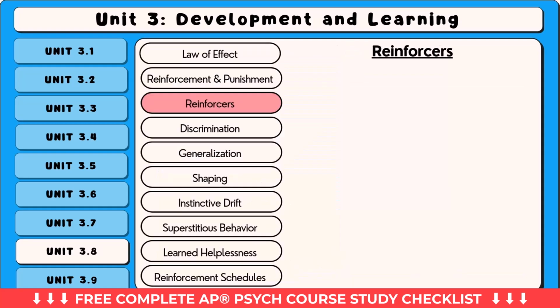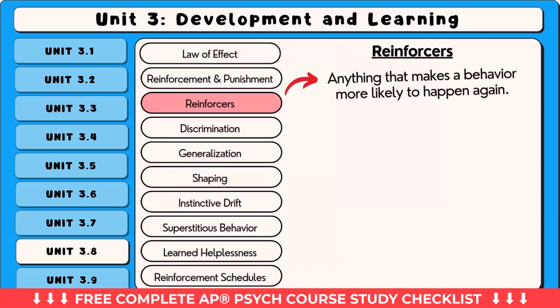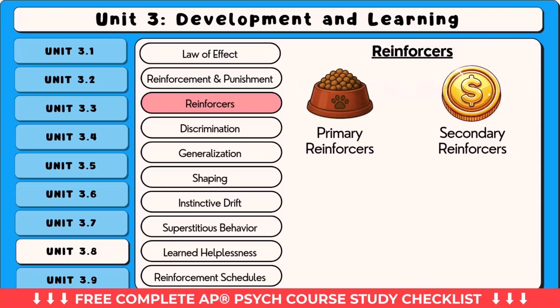Okay, now let's move on to our next term, reinforcers. A reinforcer is anything that makes a behavior more likely to happen again. It's like a reward. If you do something and then get a reinforcer, you'll probably want to do that thing again. There are two main types, primary reinforcers and secondary reinforcers.